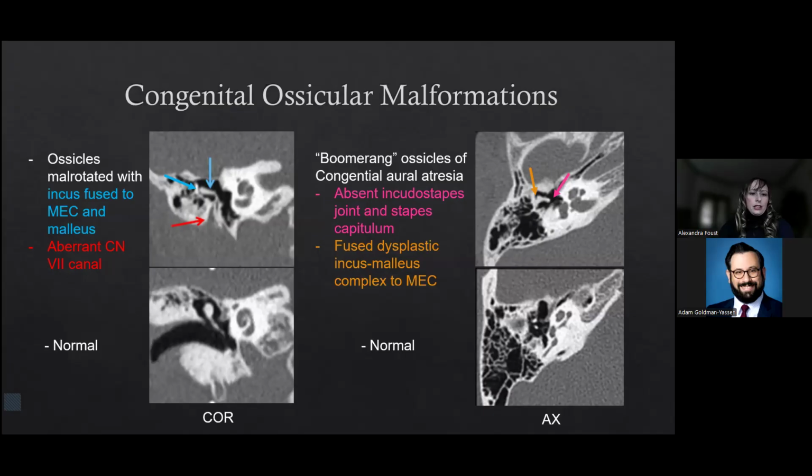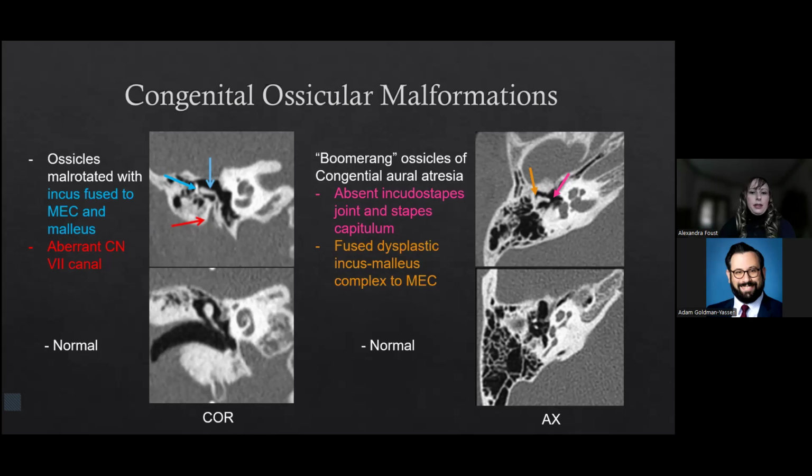So I like to sort of draw that line around, like in the normal case where I can see air all the way around. But here I can see that we lose the air. It's malrotated. The orientation is not quite right. And we also happen to see that there's an aberrant position of the facial nerve canal.